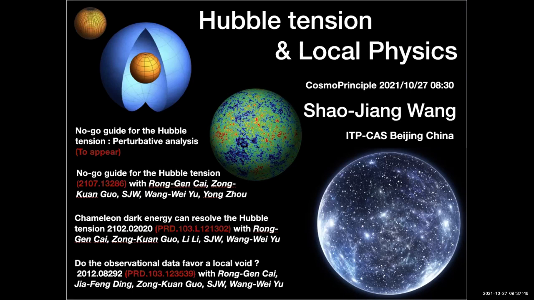So I'm Shao-Jiang. I'm a postdoc at the Institute of Theoretical Physics of the Chinese Academy of Sciences in Beijing. And today I will talk about the Hubble tension and local physics. This is based on the following three papers: on whether the data favor a local void, chameleon dark energy can resolve the Hubble tension, and a no-go guide for the Hubble tension. And there's a new paper coming out soon to rephrase our previous work on the no-go guide for the Hubble tension, but with a perturbative analysis.